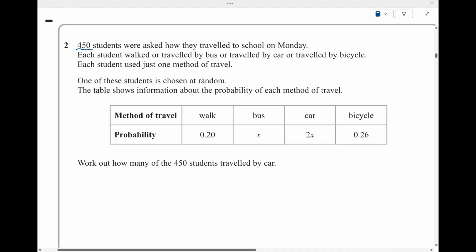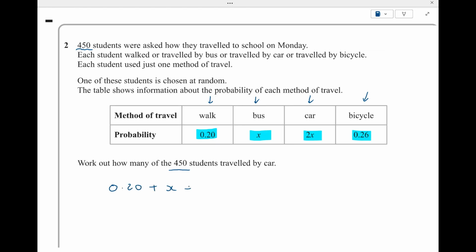450 students were asked how they travelled to school. Each student walked, travelled by bus, travelled by car, or travelled by bicycle. Each student used just one method of travel. One of these students is chosen at random. Work out how many of the 450 students travelled by car. Well, the one thing we know about all of these probabilities is that they must add to 1. So we know that 0.20 plus x plus 2x plus 0.26 equals 1. So that means that 0.46 plus 3x must equal 1.